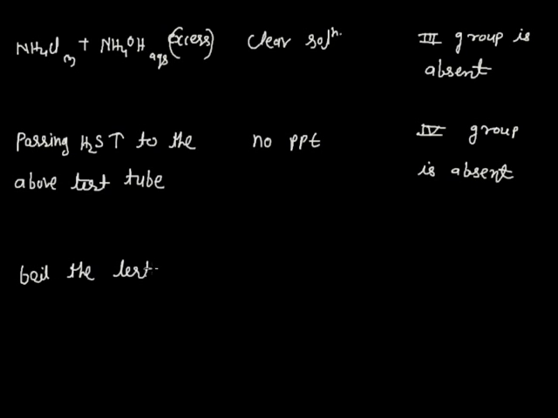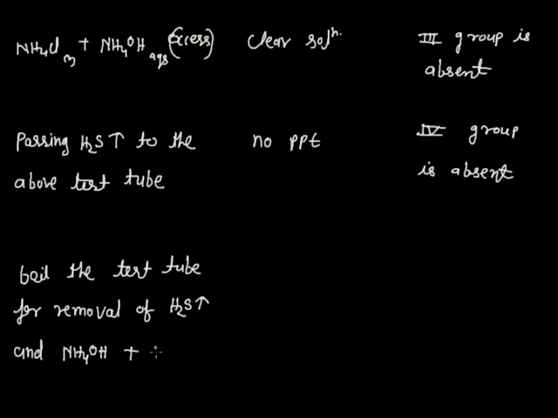Boil the test tube for removal of H2S gas, and for the fifth group add NH4OH plus ammonium carbonate, (NH4)2CO3. This is the group reagent for the fifth group radicals. Since it is compulsory that the total environment remains basic, we are again adding NH4OH in excess and ammonium carbonate. It's the group reagent of the fifth group.